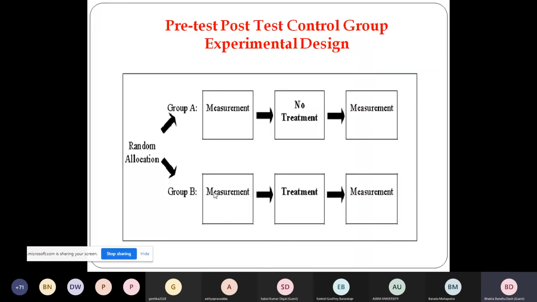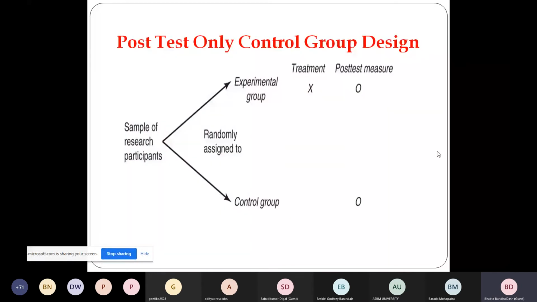This is called the control group. Control group is group A, experimental group is group B. So it is control group experimental design, pre-test as well as post-test. Then the other one is post-test only control group design. If you look at the post-test control group design, what is here? Here an experimental group and a control group are there. Subjects are randomly assigned. The experimental group is given the treatment and the training, and post-test assessment is there. But in the control group, no training is there, only assessment. So here I am assessing the impact of the treatment, the impact of the training.